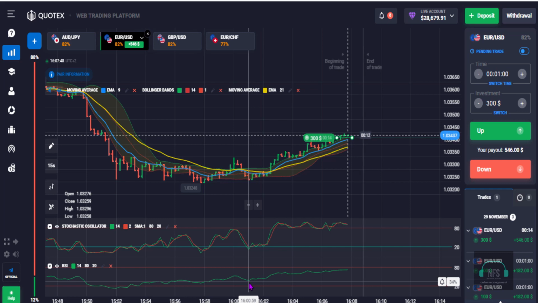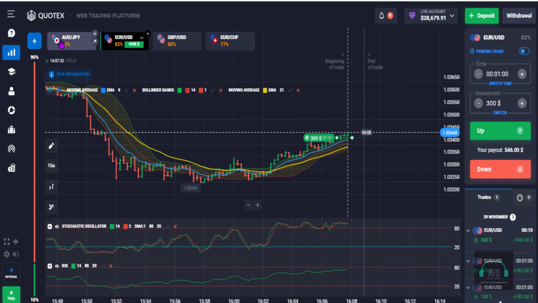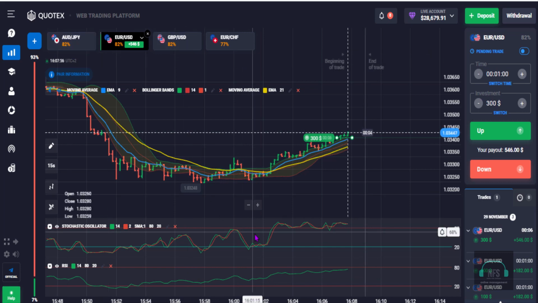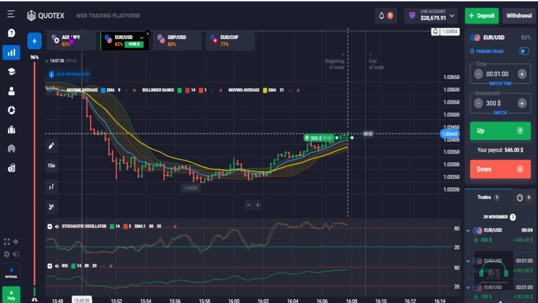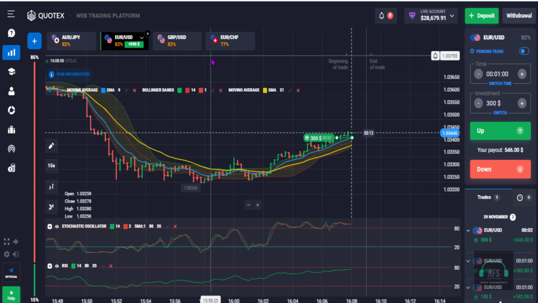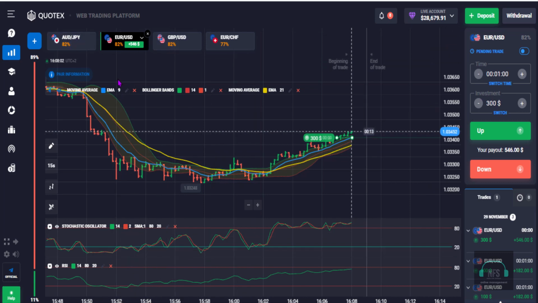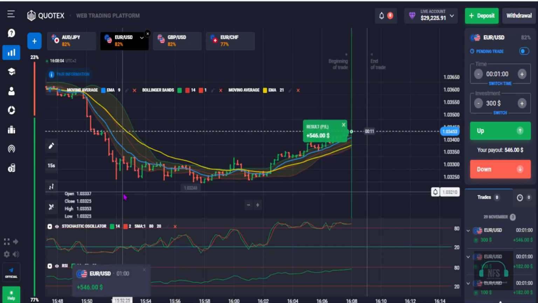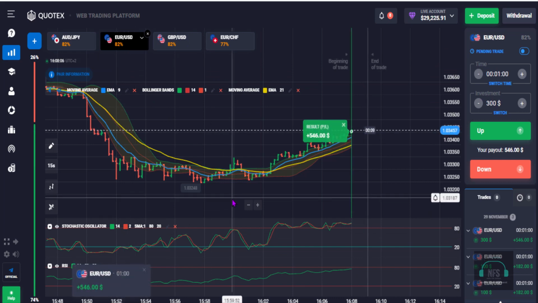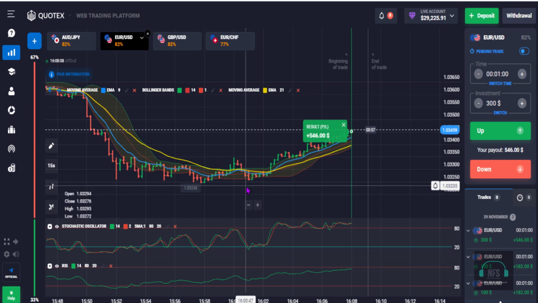So let's wait for this trade to see what will happen, and then we will be looking for other currency pairs, for example, the Australian dollar or GBP USD. So let's wait for this one to close. Be careful to have more than 70% return on investment here. As you can see here, we have 82%, and yes, in the money, another winning trade here.